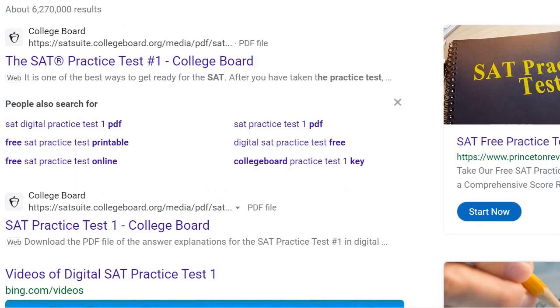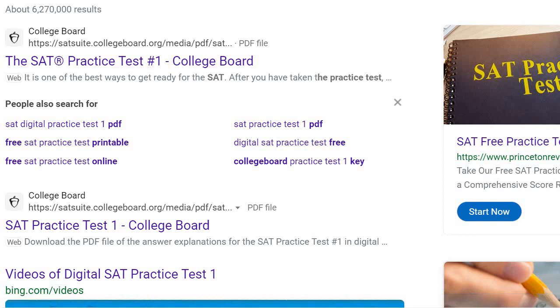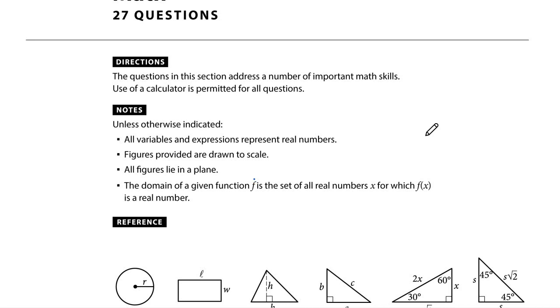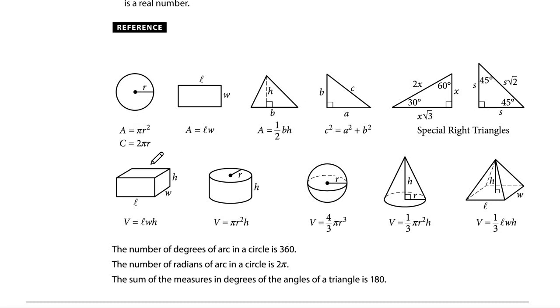So let me show you which test. If you want to follow along, just Google digital SAT practice test number 1 and you will find that on the College Board website. I already have it pulled up here for you, and you all remember the formulas that are shown on the first page that you need to know, in particular the top row, and a little bit less frequent the bottom row formulas. Okay, so you can always refer to those.